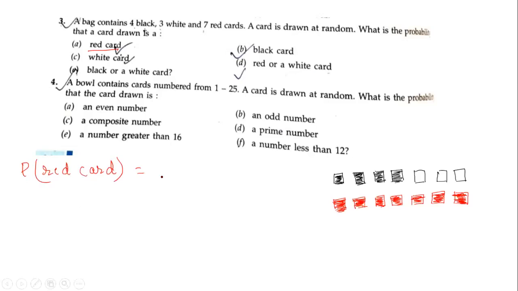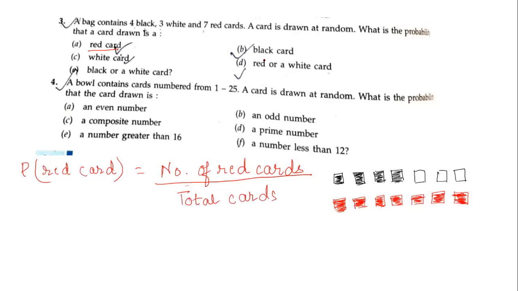Number of red cards by total cards. What is the number of red cards? Red cards are 7 by total number of cards. Total number of cards 4 plus 3, 7 plus 7, 14. So total number of cards are 14.